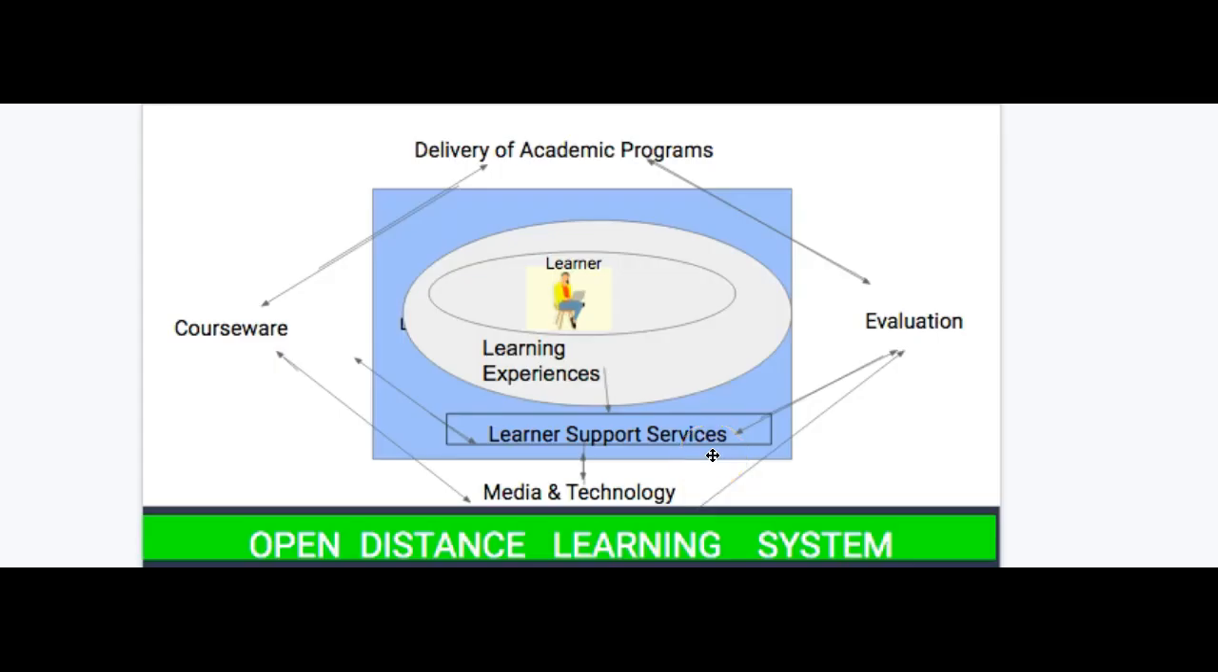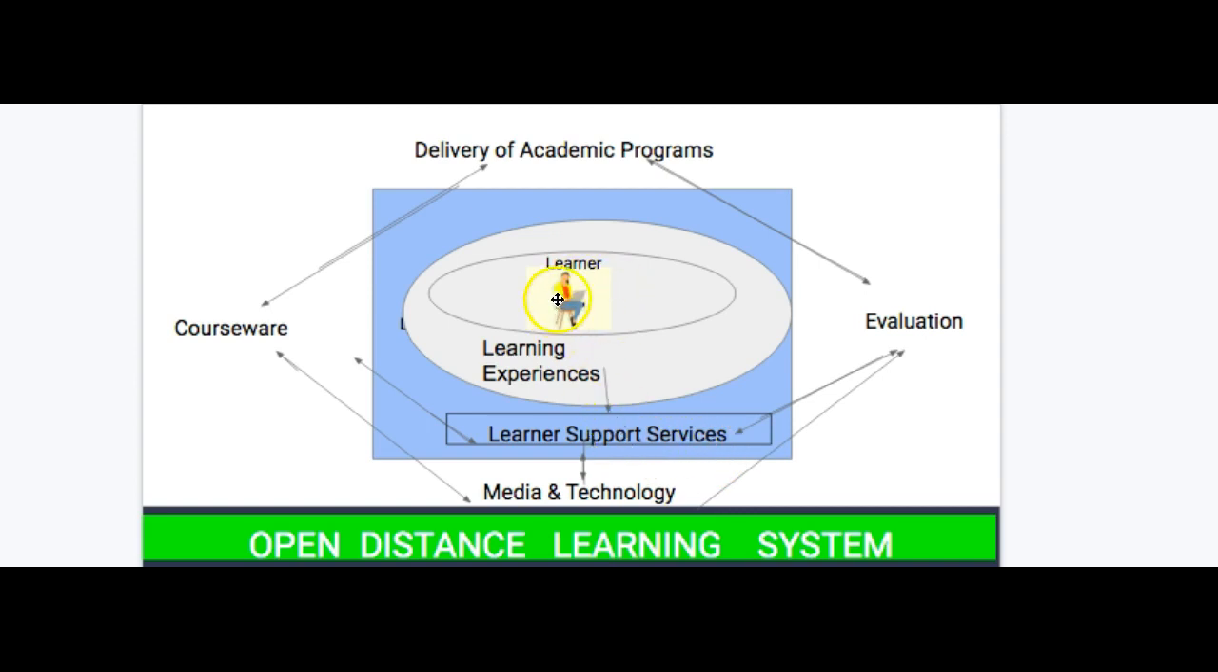Hello and welcome. Today we are going to talk about the learner support subsystem in the open and distance learning system, in open and distance learning institutions. What are the services in open and distance learning?